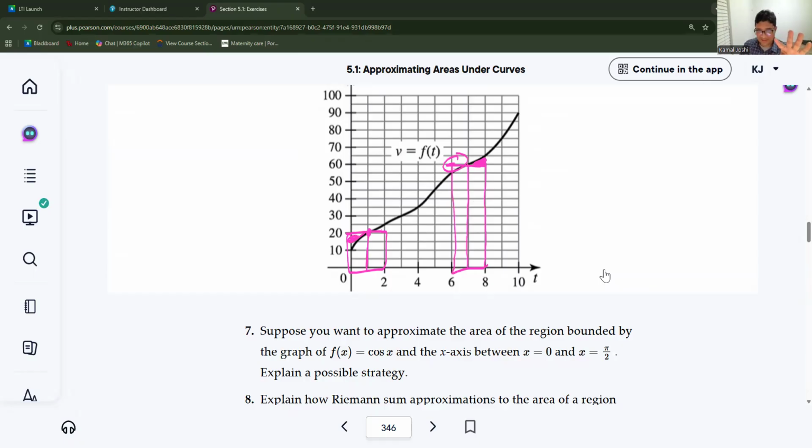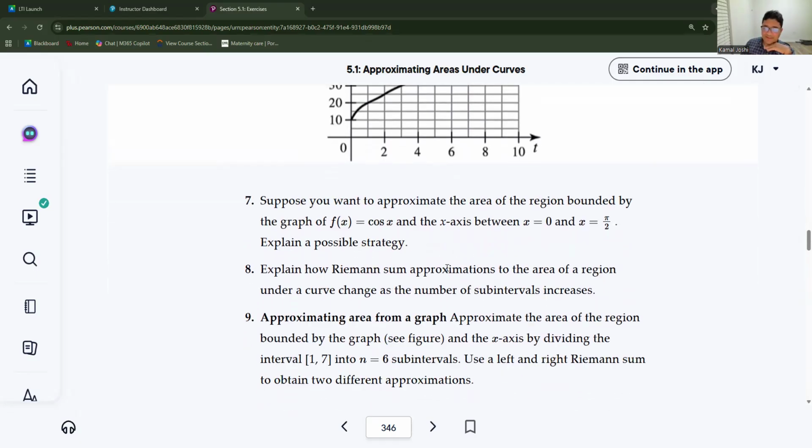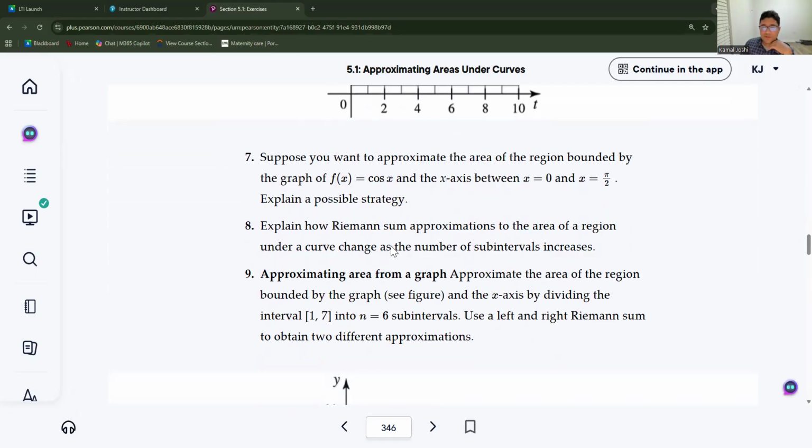So among the three, left, right, and the midpoint, as your choices for the height of the rectangle, my general guess would be that the midpoint ones would be the most accurate to the actual area. It's not going to be exact. So at the end, it is going to be a small amount of underestimate or overestimate, but it would have been balanced out to a large extent.